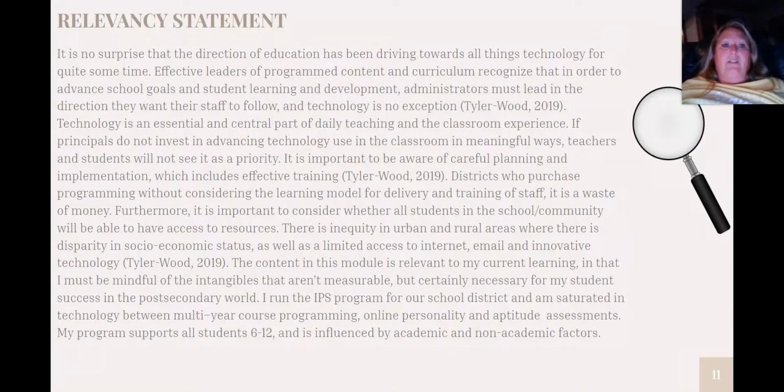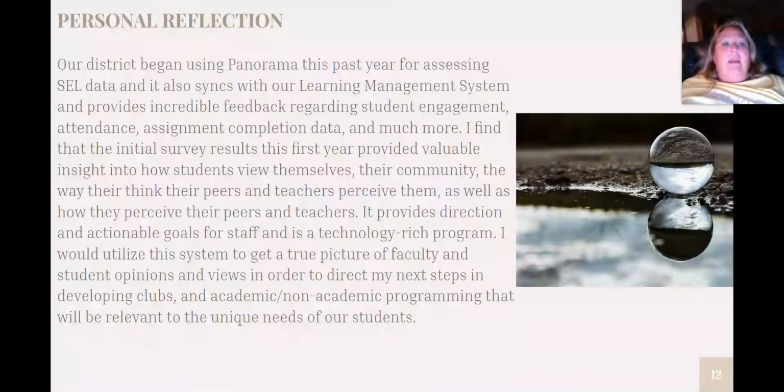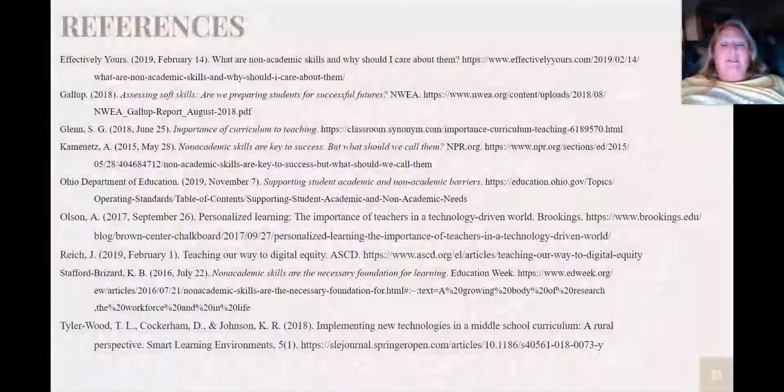So here's my relevancy statement, and I am not going to read it to you, but you can pause and read it. And then my personal reflection and my citations.